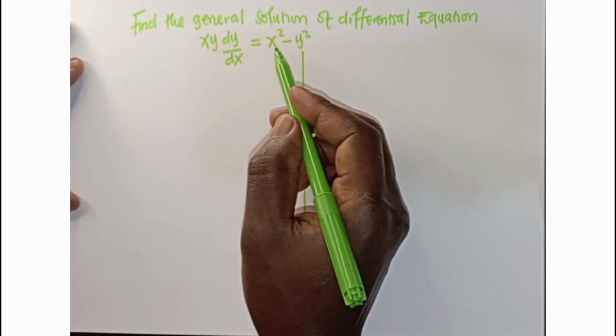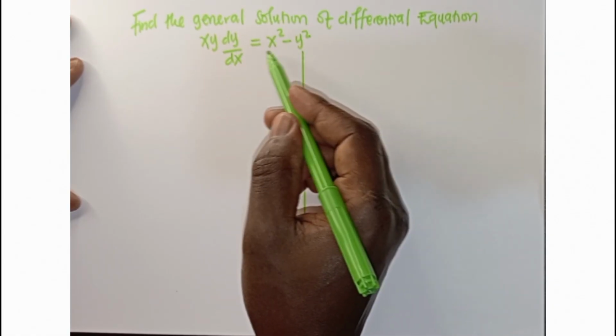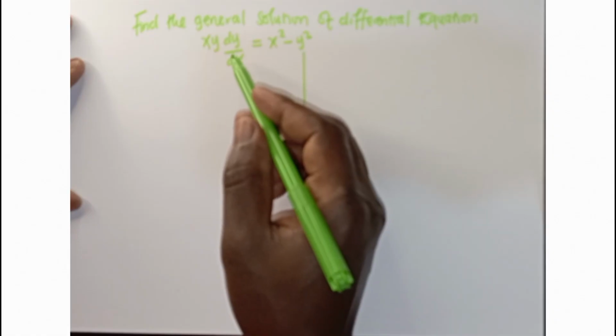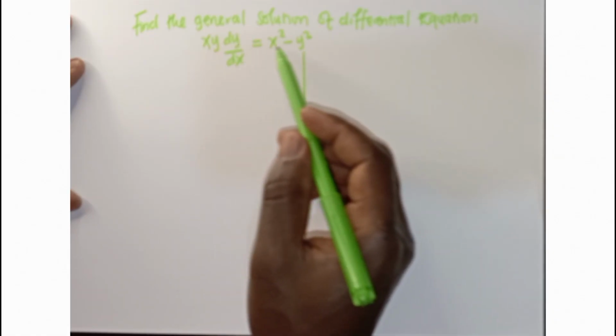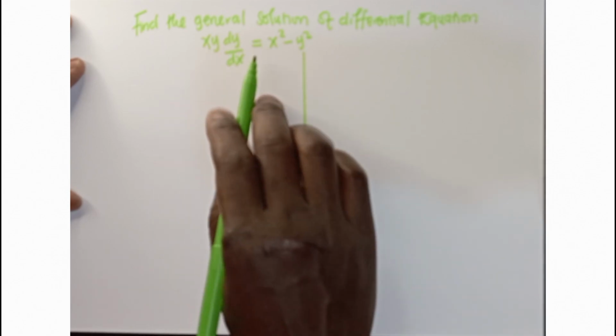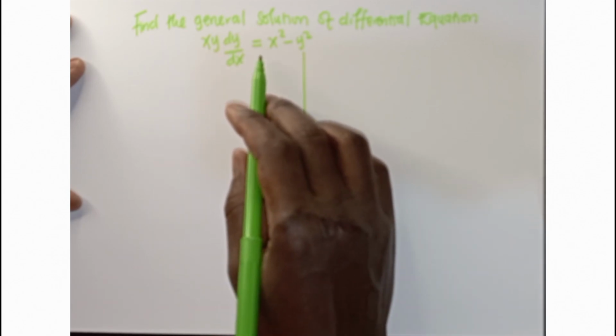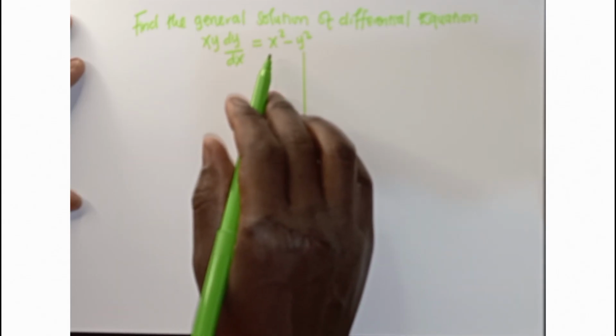If you look at this one keenly, you can't quickly separate variables. And if you can't quickly separate variables, and also you can't use linear differential equations, here they don't work. So what do we go for? It's homogeneous. So homogeneous tells us that you begin by dividing through with the highest power.